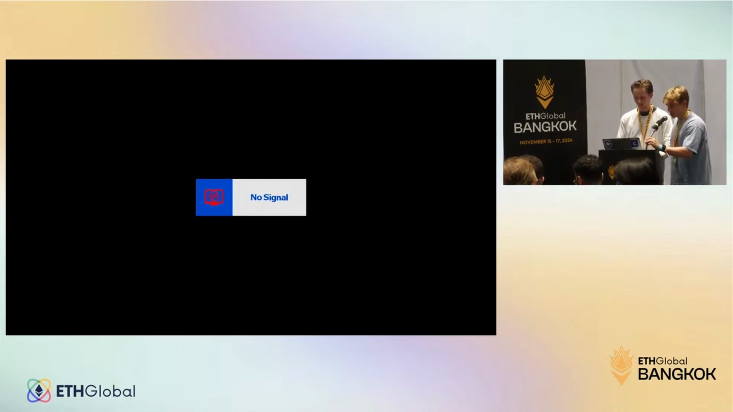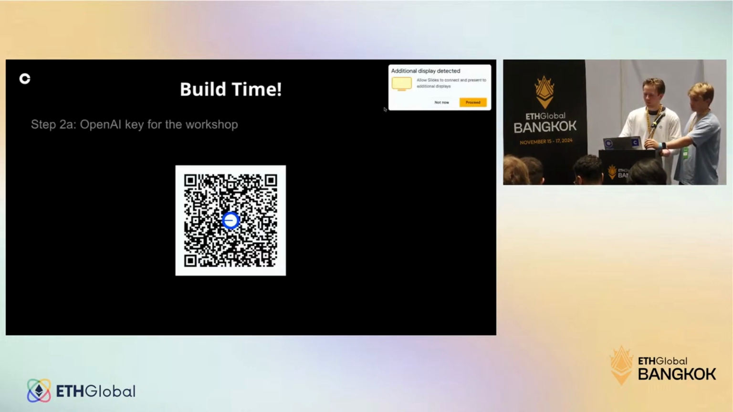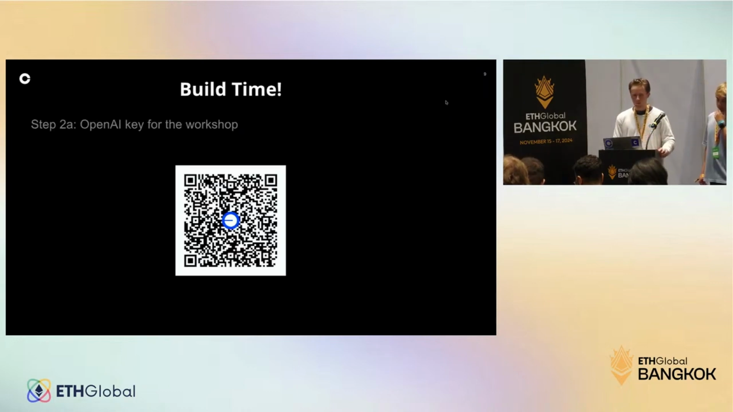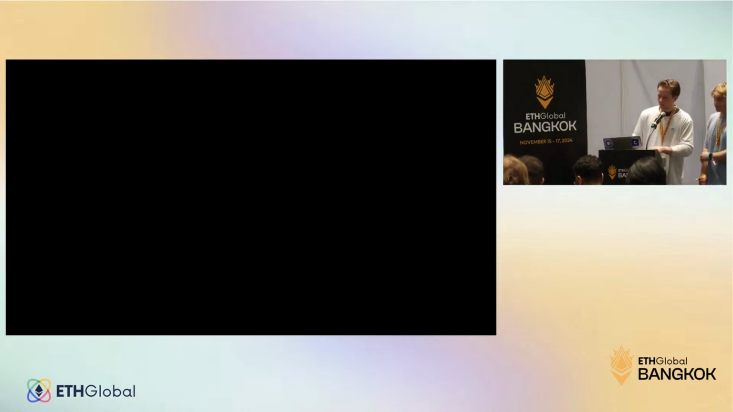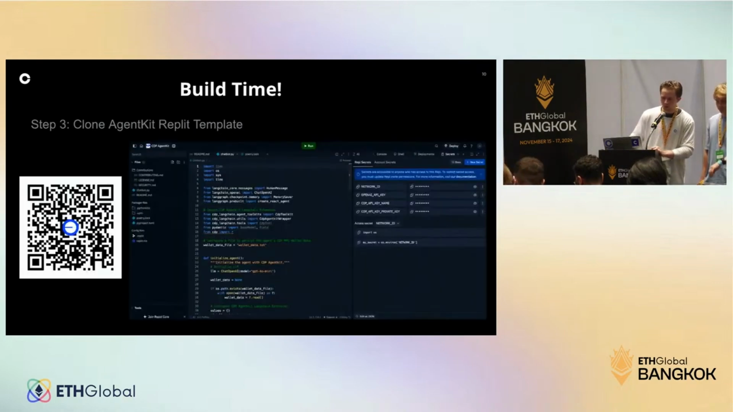Sweet. So everyone should have access now, and you have your OpenAI key for this workshop. All right, now that everyone has access, next step, we're going to clone the AgentKit Replit template, and we can add the environment variables in the Replit secrets that we've just configured, and then we can get started with interacting on chain with your agent.